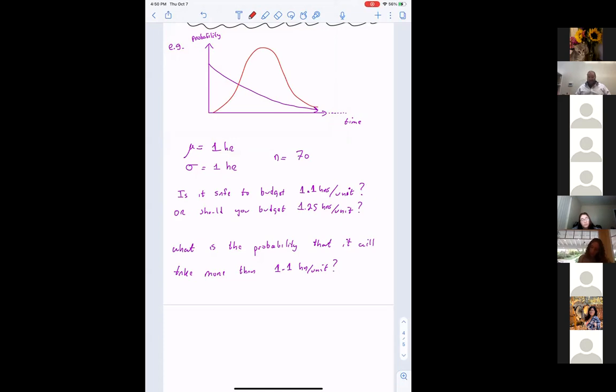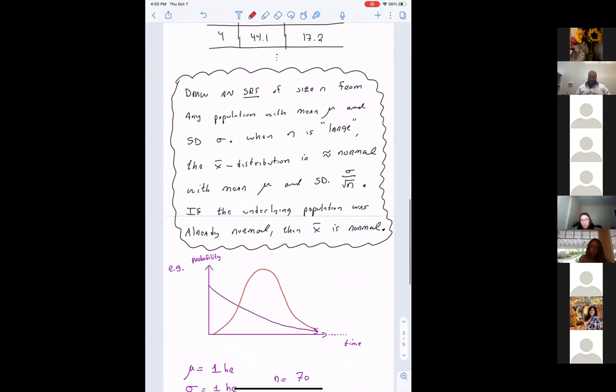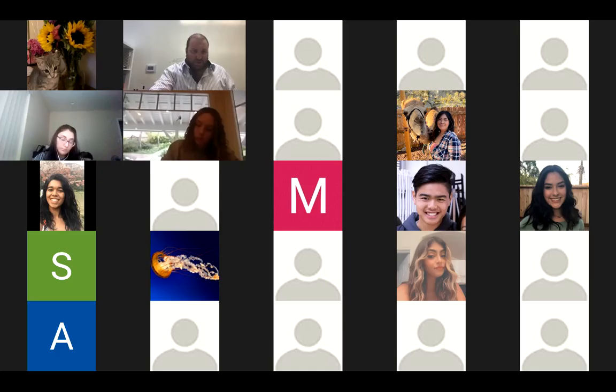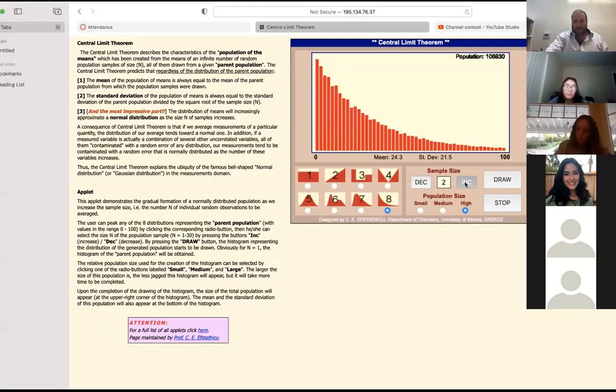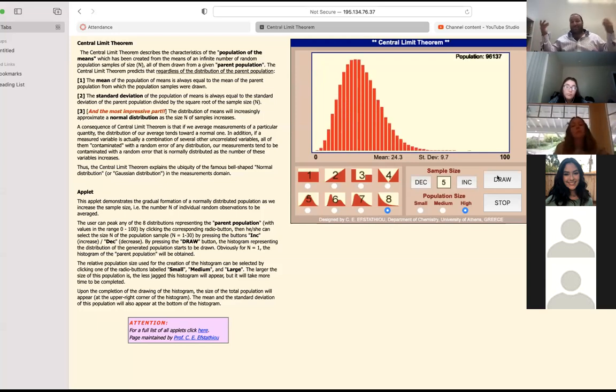Am I allowed to replace it with a bell curve? And the answer is yes, because of the central limit theorem. When n is large, the X bar distribution is approximately normal. How large is large? Well, we're going to 70, but let's look at what happened here when I went up to 5. Already by 5, it's looking normal.